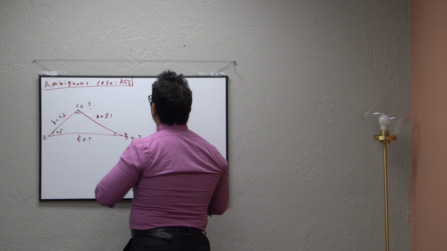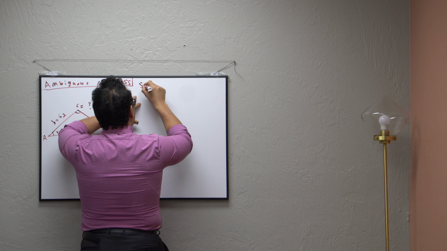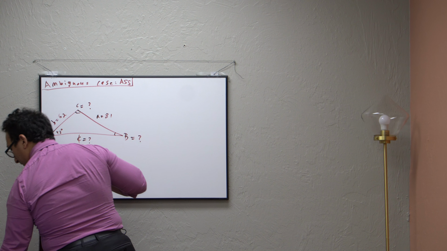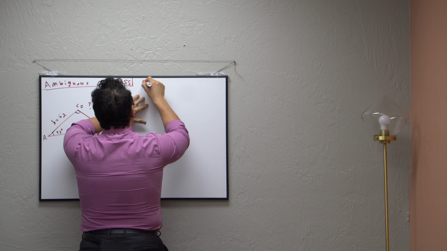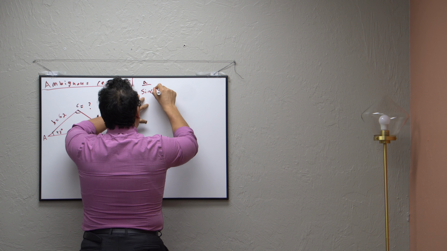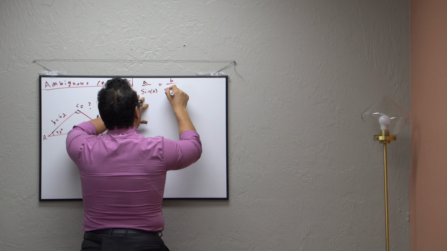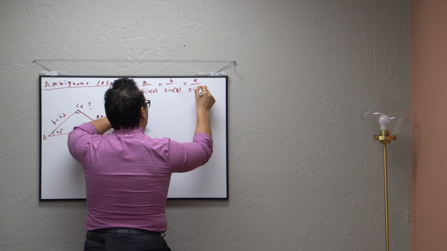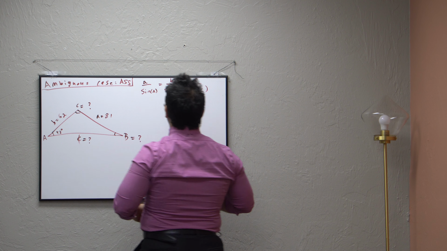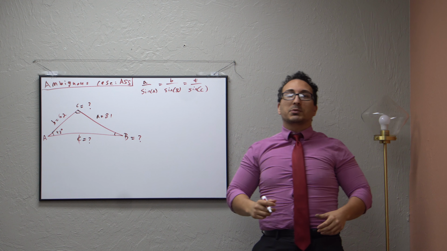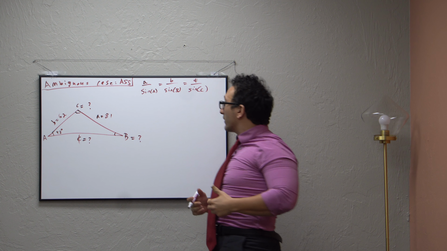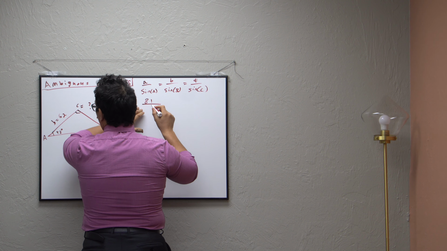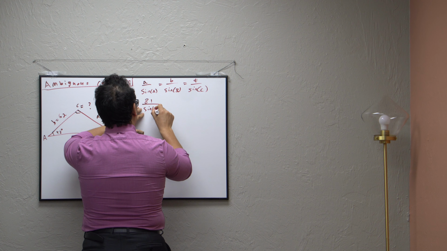But we are still given the law of sines, which is as follows. It's a divided by sine of capital A, which is equal to little b divided by sine of capital B, which is equal to little c divided by sine of capital C. Okay, that is our law of sines. Now, let us plug in the information that we're given into the law of sines. So we know a is 81, so this is 81 divided by sine of 43 degrees.